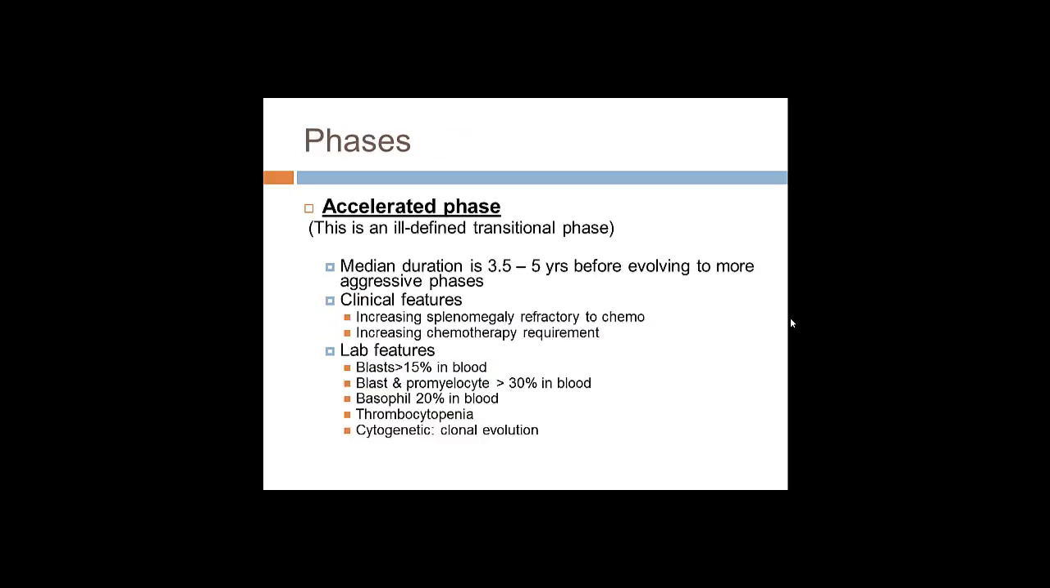Phases. Accelerated phase. This is an ill-defined transitional phase. Median duration is 3.5 to 5 years before evolving to more aggressive phases. Clinical features: increasing splenomegaly, refractory to chemotherapy, increasing chemotherapy requirements. Lab features: blasts are more than 15% in blood, blasts and promyelocytes are more than 30%, basophils are 20% in blood, thrombocytopenia, and cytogenetic clonal evolution.